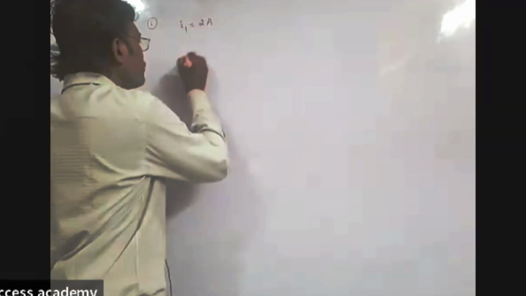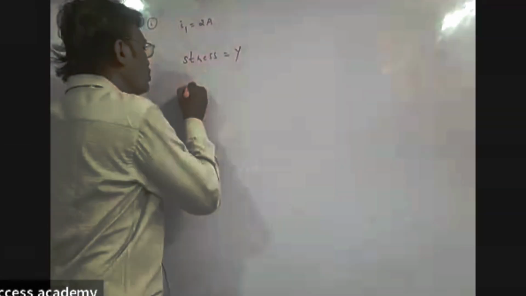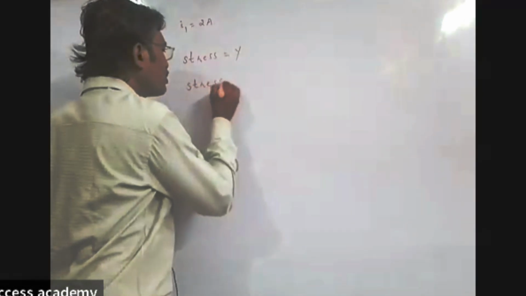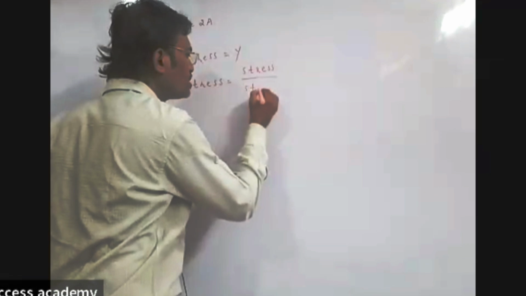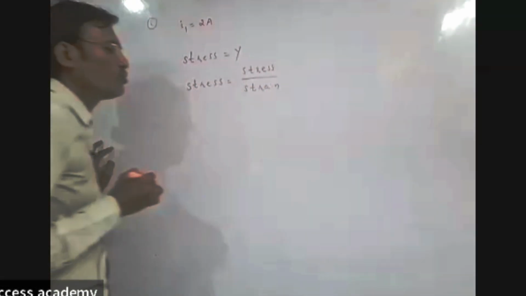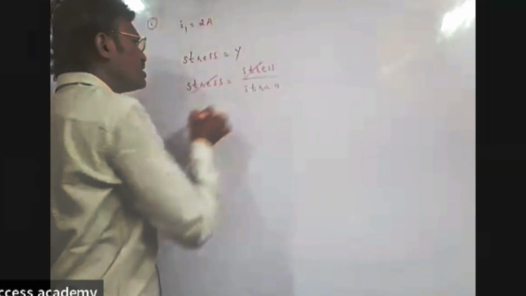Now observe carefully. Here one condition is given in the problem. The wire is stretched uniformly such that the stress is numerically equal to the Young's modulus. Stress is numerically equal to Young's modulus. Now Young's modulus is nothing but what? Longitudinal stress by longitudinal strain. Stress cancelled.